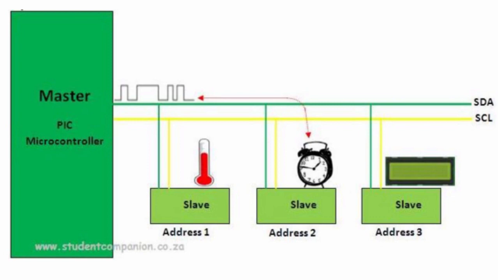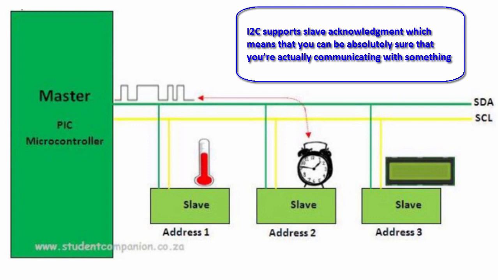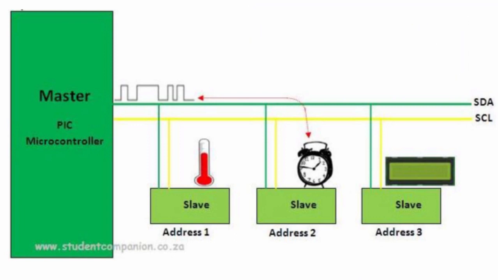And the other advantage that we can note is that I2C supports slave acknowledgement, which means that you can be absolutely sure that you are actually communicating with something. Whenever you send something to the slave, the master is going to receive an acknowledgement, unlike SPI, where a master can be sending data to nothing at all and there's no way of finding out.